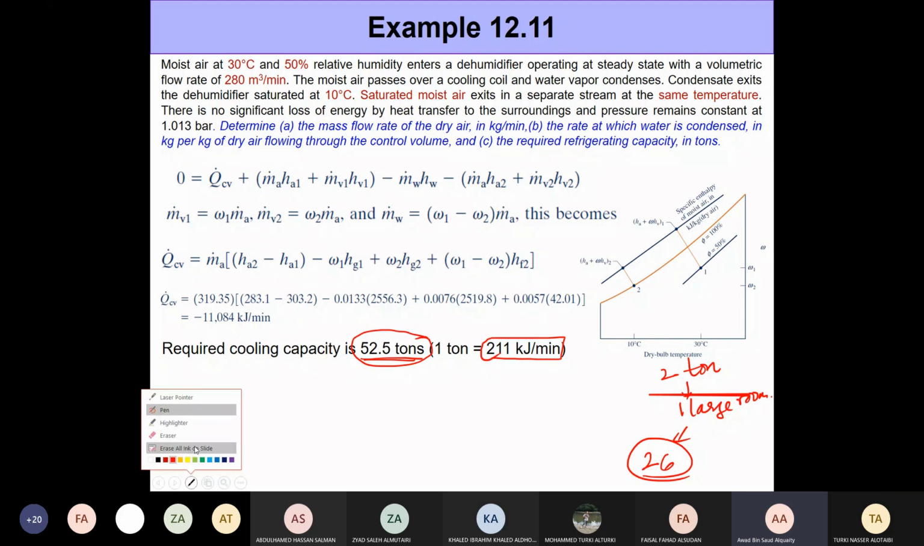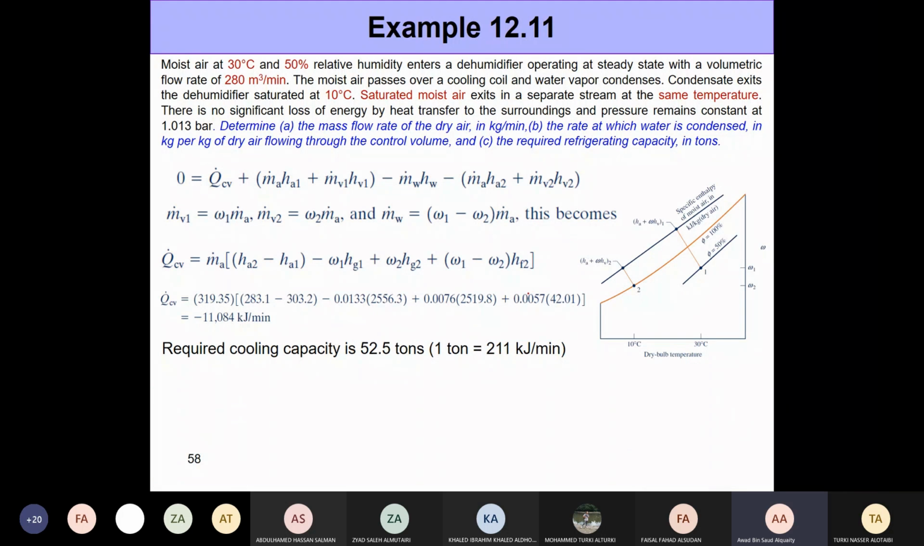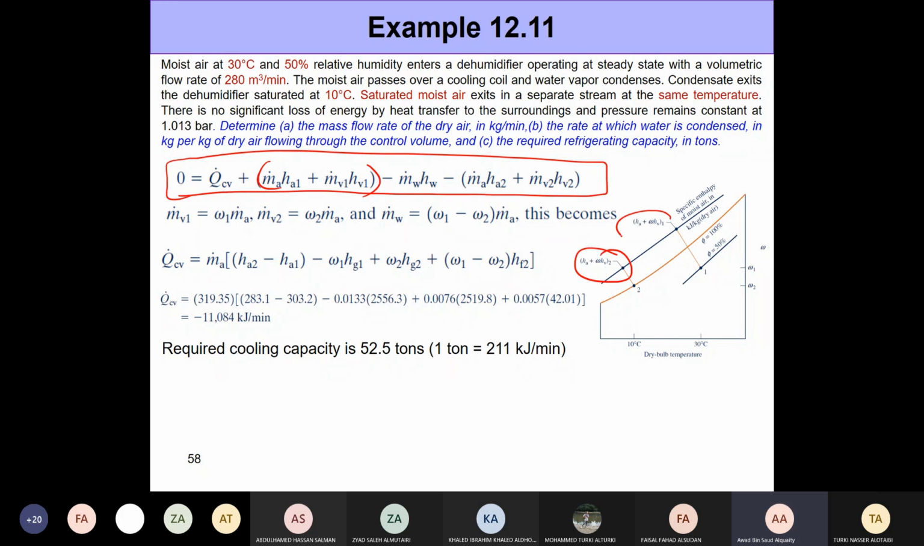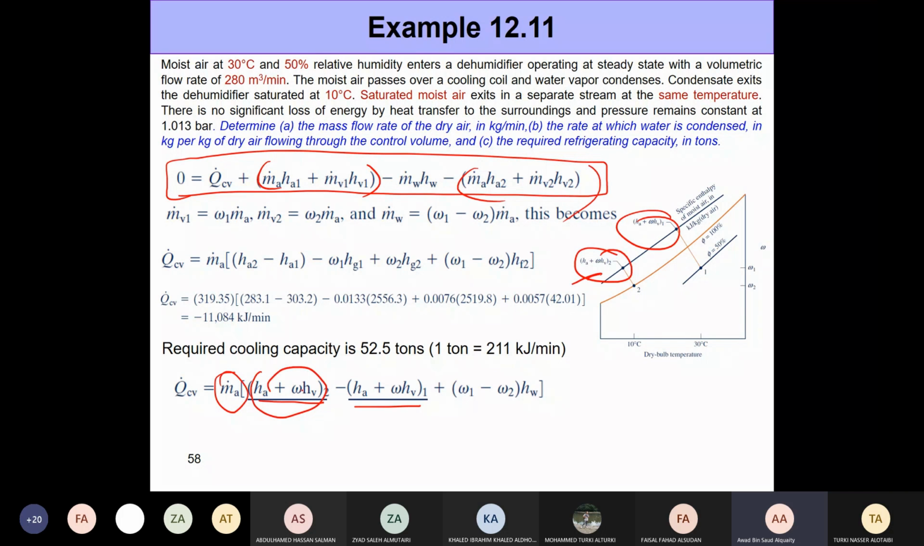So this is how you would solve it if there's no mention of the psychrometric charts. If the question mentioned use psychrometric charts, then we use this equation and we keep this component right here, because in the charts we have the enthalpy for the mixture. So you just take m dot a out common and then write HA plus omega HV, which represents this part right here, minus HA plus omega HV at state 1. These two, HA plus omega HV, are what's given here at state 1 and state 2. You pick it up from the charts.